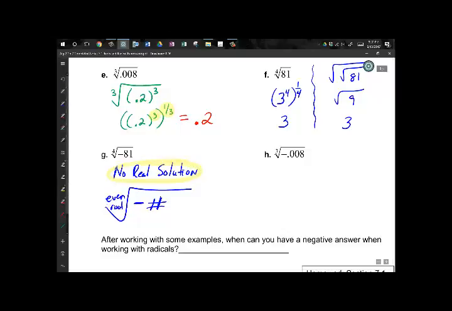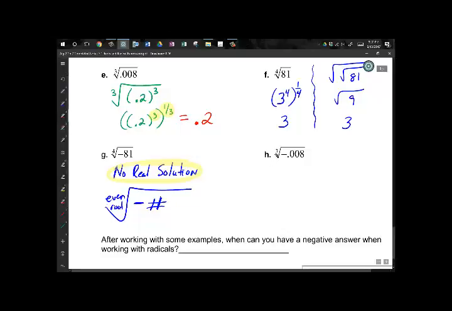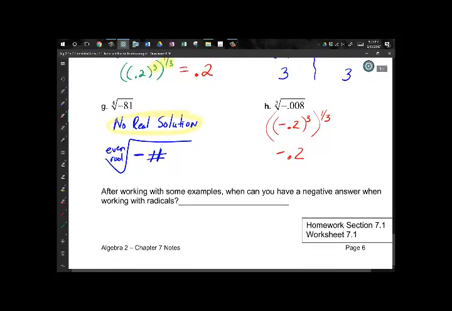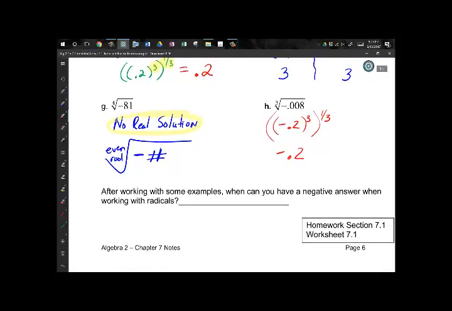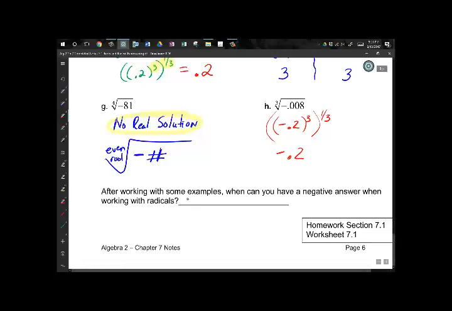However, on our last one here, we have an odd root of a negative number, and negative 0.2 cubed is negative 0.008. Well, that's all being raised to the 1/3, and once again, 1/3 times 3 is 1, and so negative 0.2 is my answer here. I hope you see now that after working with some examples, when can you have a negative answer when working with radicals? Hopefully you realize the answer is when the root is odd.